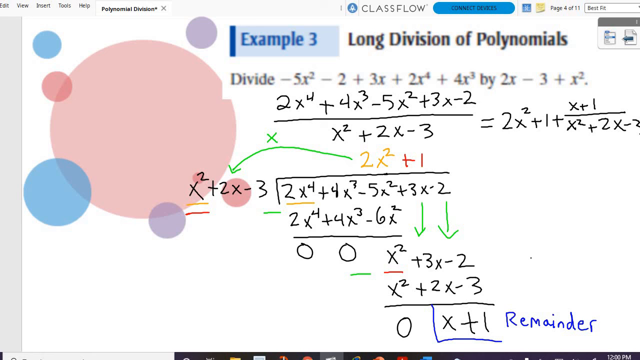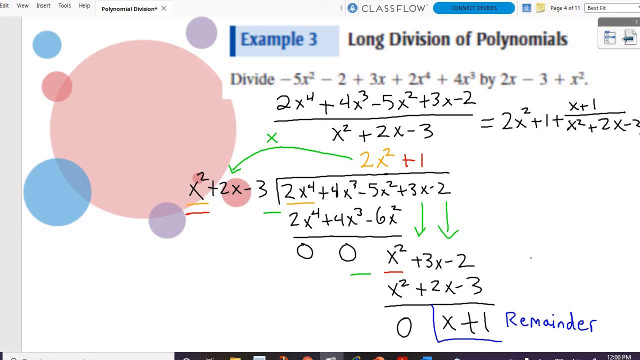This one? Yes. Okay, so we said, what do I need to multiply x squared by to get 2x to the 4th? So you need to multiply x squared by 2x squared to get 2x to the 4th. Okie dokie. I'm gonna take a picture of this. Other questions on that? That is your answer. So 2x squared plus 1 plus x plus 1 divided by x squared plus 2x minus 3.